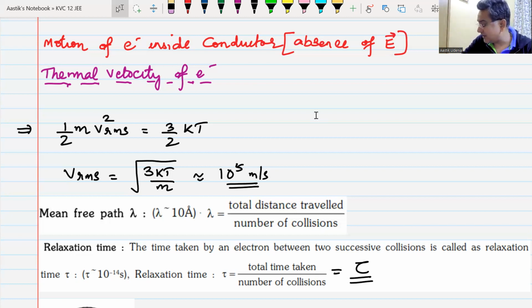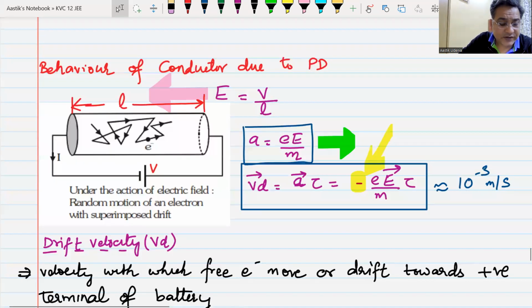But as soon as we apply the electric field or potential difference, electrons will move opposite to the direction of the electric field towards the positive terminal with a speed which is known as the drift velocity, which is very small. Because of this velocity we have a net flow of charge from the positive terminal of the battery towards the negative terminal of the battery, and this is known as your drift velocity.